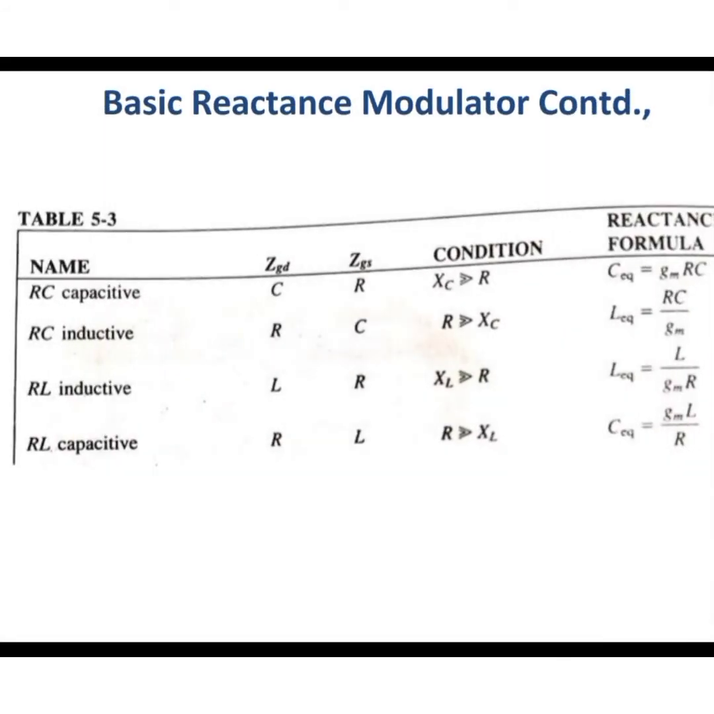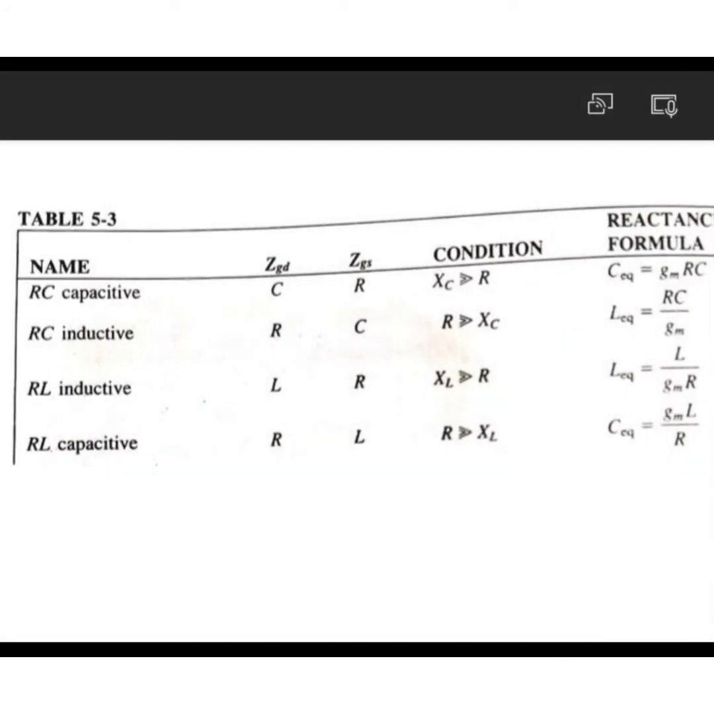So there are different kinds of RC capacitive circuits. In that case you have to choose C equivalent like this. If it is RL inductive, you have to choose different kinds of reactance. You have to choose the formulas like this.